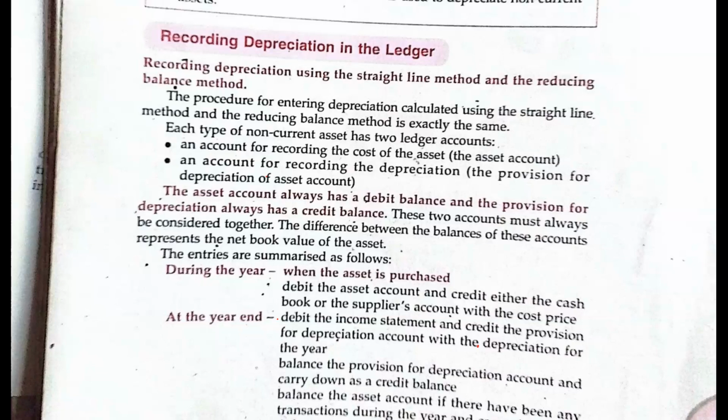That's what we said. Since you have to complete the double entry principle, when you credit the other account, in this question being the provision for depreciation, you have to debit the other account. That will be the profit and loss account. So that's why you are recording like that.